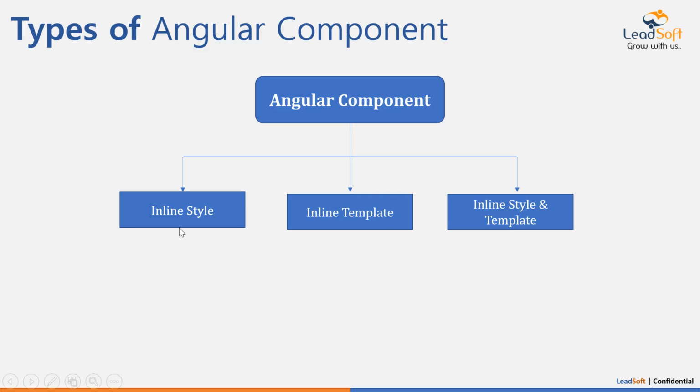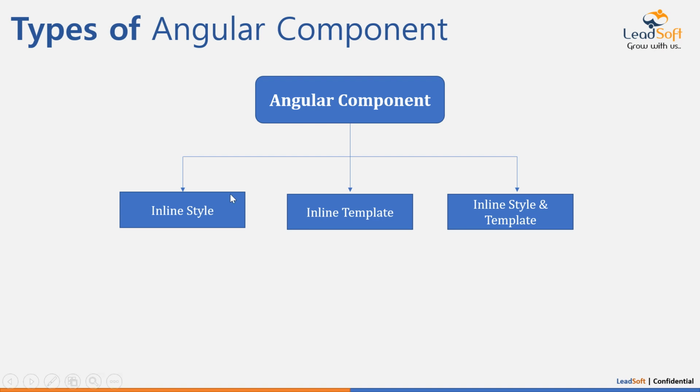So whenever you know that you have only a couple of CSS rules to write, you should create a component using inline style. Likewise, if you know that you don't want to write much HTML code, and you have only a certain block of code to write, then you should go with inline template. And if you have both of these things combined together, then you should go with inline style and template together. So let us understand them via one single example.